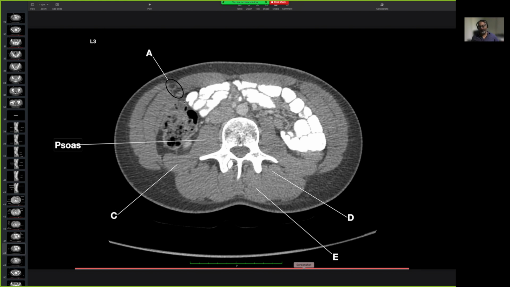No, arcuate line is lower down. Nope. This is the line just lateral to your rectus abdominis. It goes all the way up, from the pelvis all the way up to the rib cage. Yes, correct. Linea semilunaris.